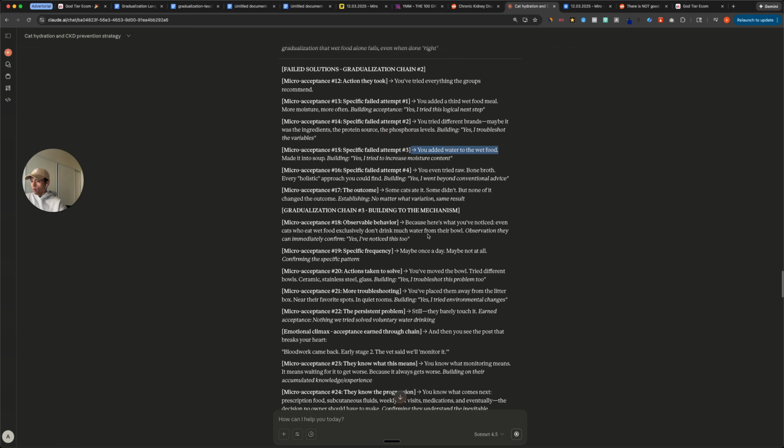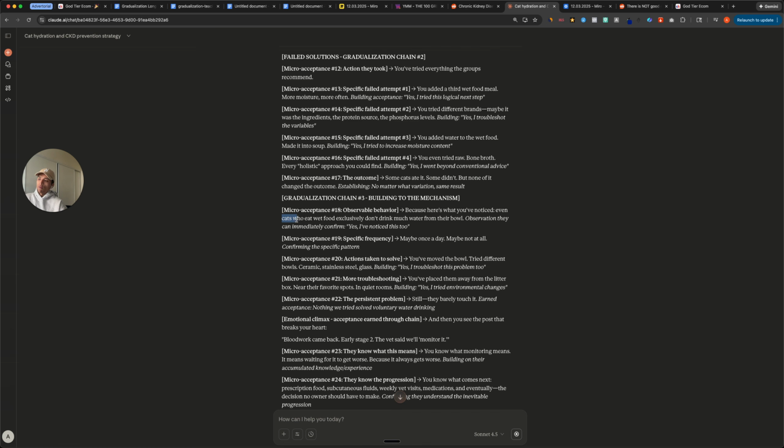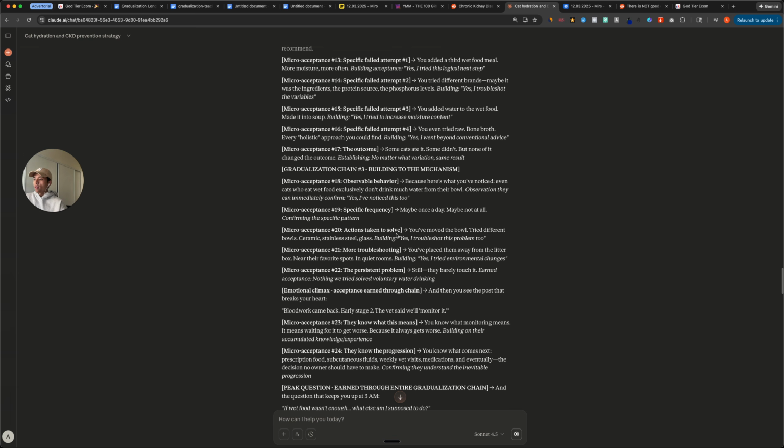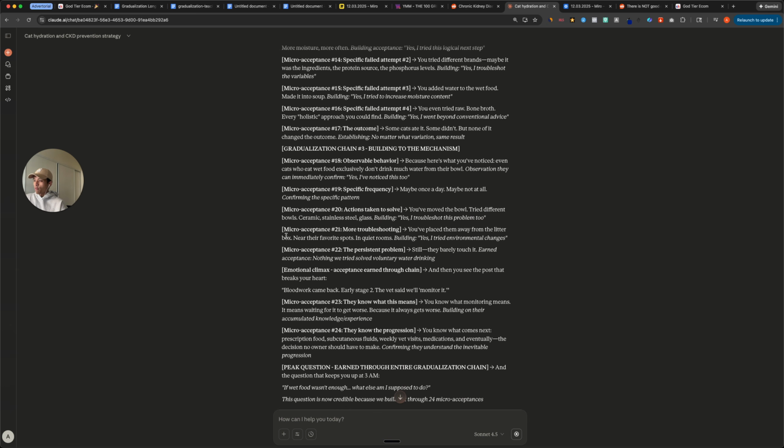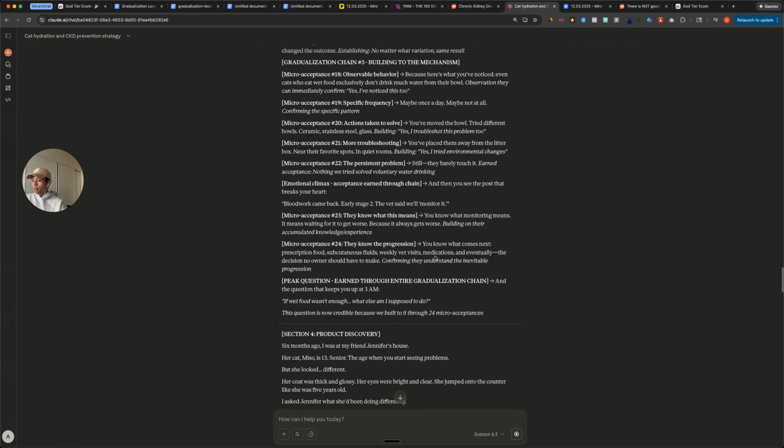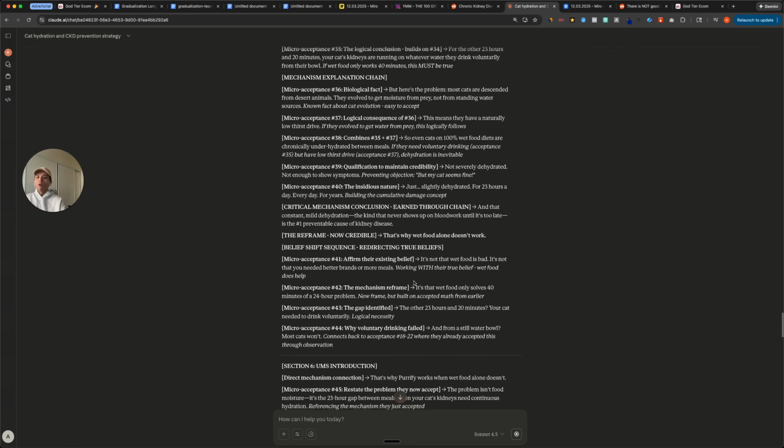If we go back down, here's what you've noticed. Even cats who eat wet food exclusively don't drink much water from their bowl, maybe once a day, maybe not at all. You've moved the bowl, tried different bowls: ceramic, steel, glass. Yes, I troubleshoot this problem too. You've placed them away from the litter box, near their favorite spots and quiet rooms. Yep, so we're basically just trying to get them to say, "Oh, what the heck?" Yeah, I do agree with all this.